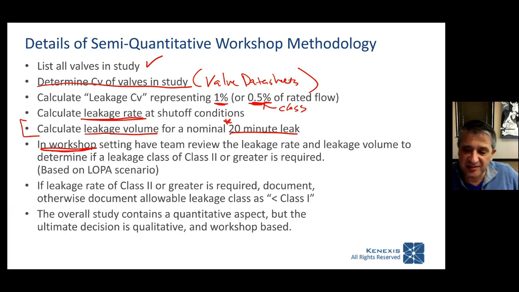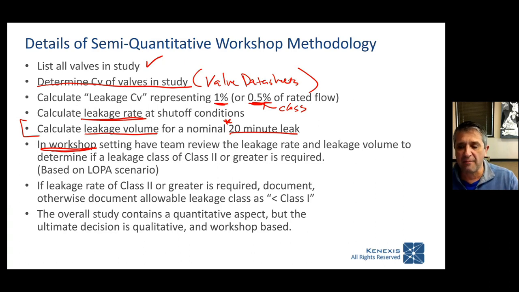You then step back one at a time. So, well, how about if it's only 0.1%? Well, how about if it's 0.01%? And you back up until you find the class that is going to make the situation tolerable.